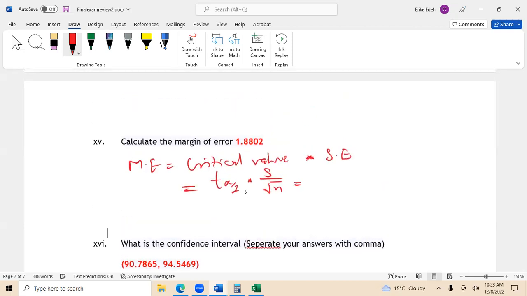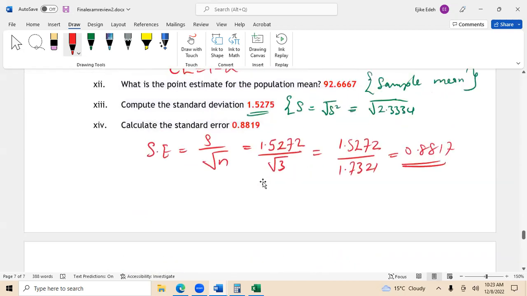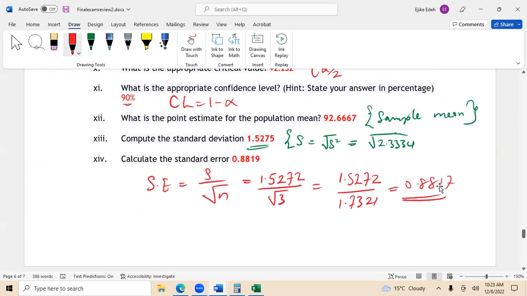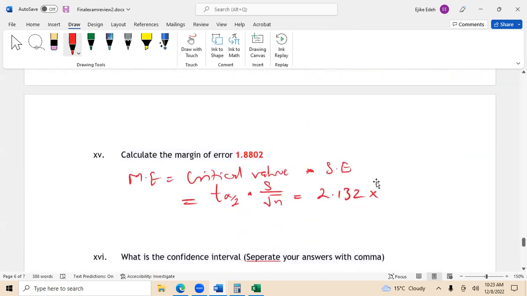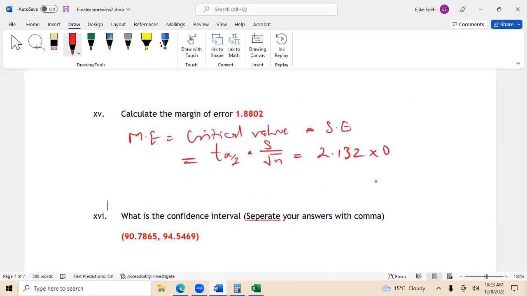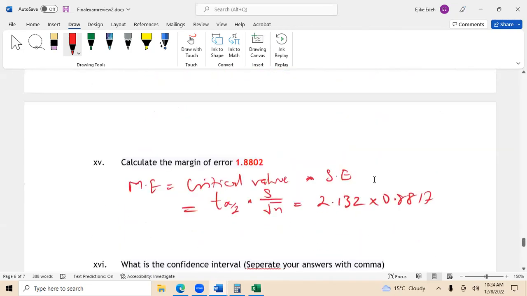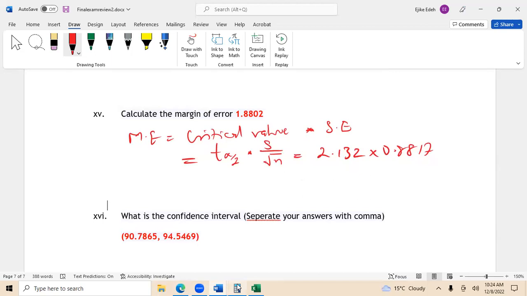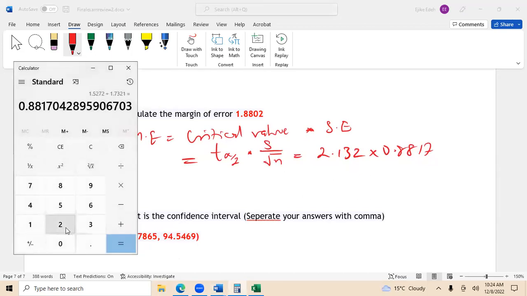Okay, so this will be equal to 2.132 times, then we pick up the standard error, which we just solved, 0.8817. Let's use our own value, okay? It will make the answer different a little bit. So we multiply those two: 2.132 times 0.8817. That gives us 1.87.